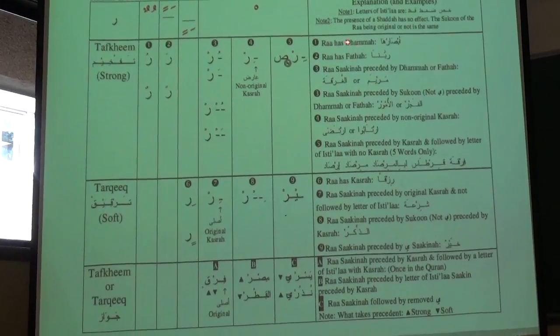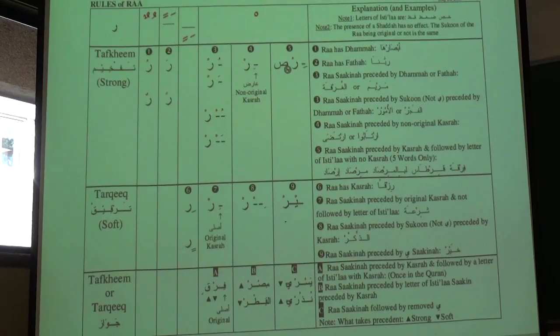It simply says here, when the Ra has a dhamma. And I didn't include when the Ra has a double dhamma because we already assume that a dhamma is the same as a double dhamma, and the fatha is the same as a double fatha, and the kasra is the same as a double kasra. An example of that is the word absaruha, and this is an example from the Quran. Absaruha. So the ra here is mufakhama, strong, because it has a dhamma. So we say absaruha. This is simple, hopefully.